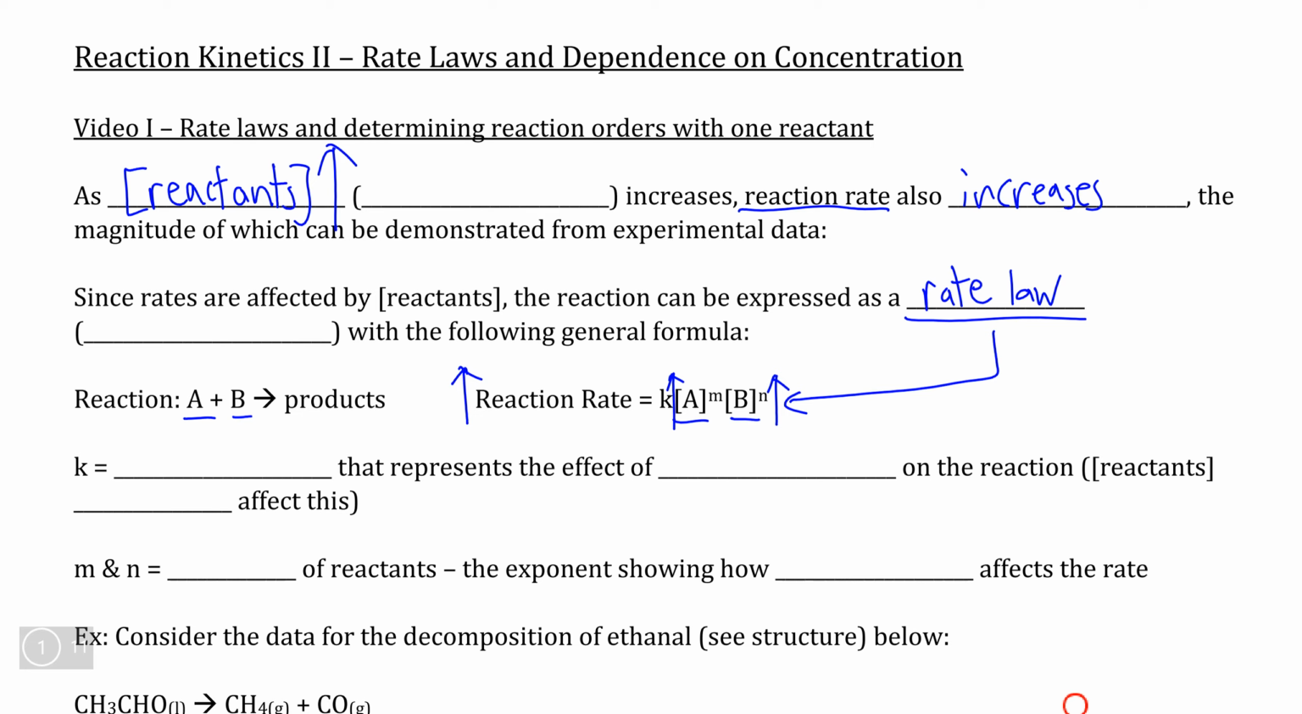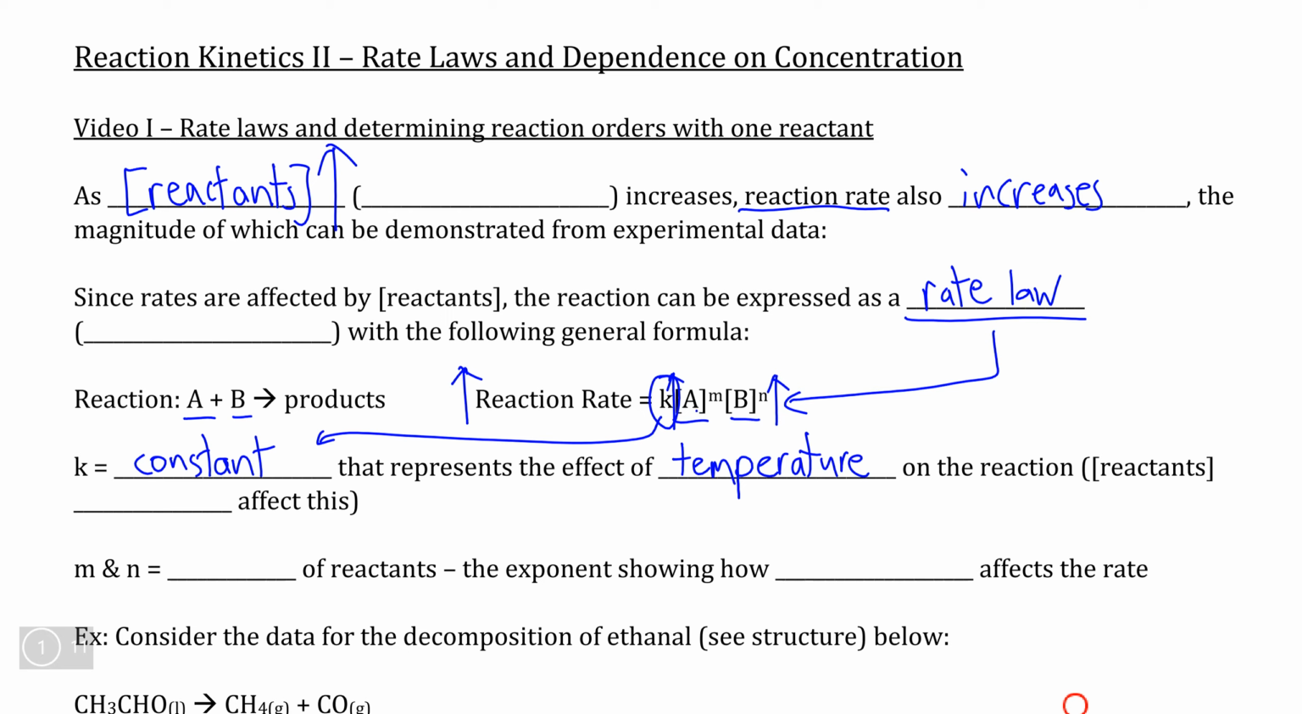reaction rate. Now, we also see that there is K, which is a constant at the beginning of the rate law here, because concentration is not the only factor that influences the reaction rate. The other major variable that does is, of course, temperature. The higher the temperature, the higher the reaction rate is going to be.